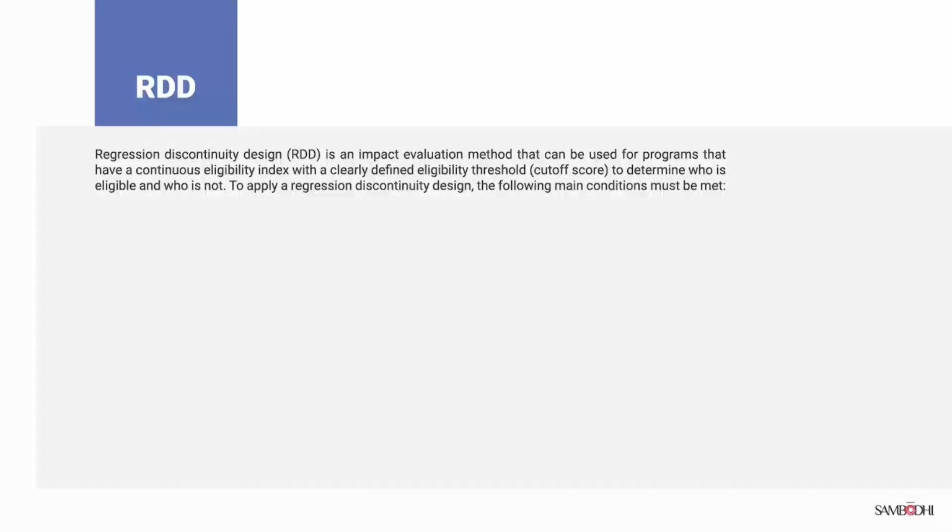Now let us understand what regression discontinuity design, RDD, is. It is an impact evaluation method that can be used for programs that have a continuous eligibility index with a clearly defined eligibility threshold. It determines who is eligible and who is not. For a researcher to use this approach efficiently for a study, they must be mindful of meeting the following conditions.